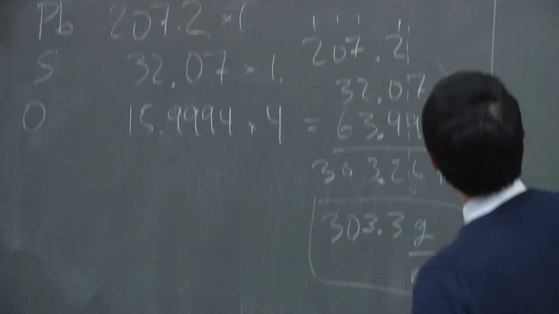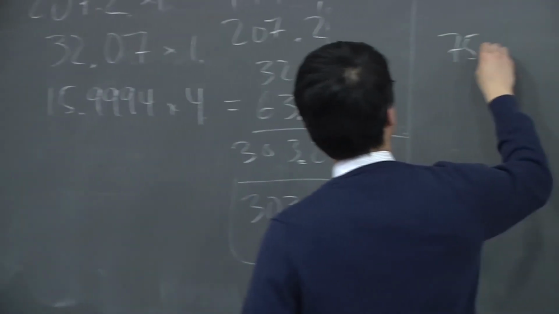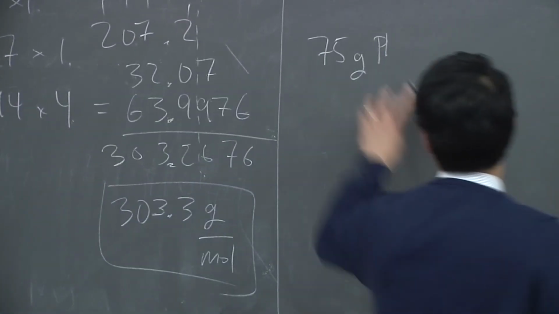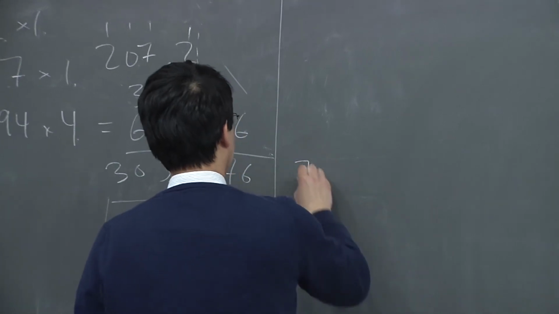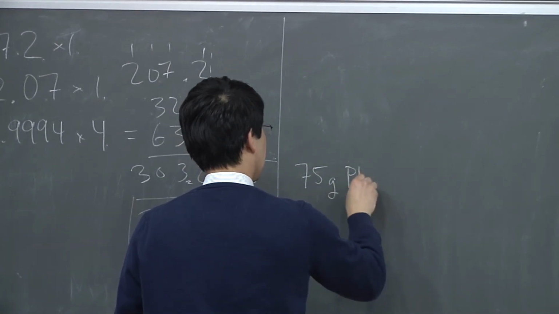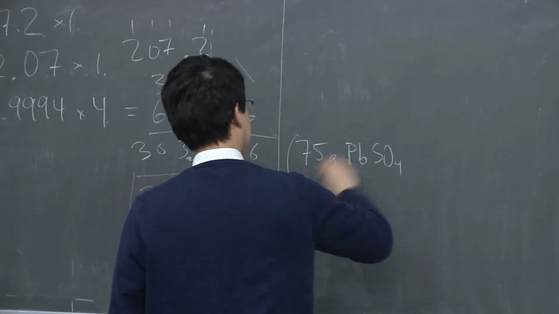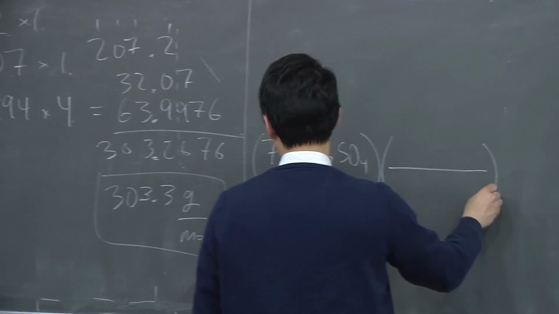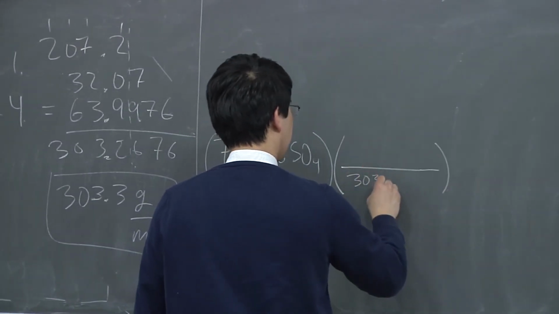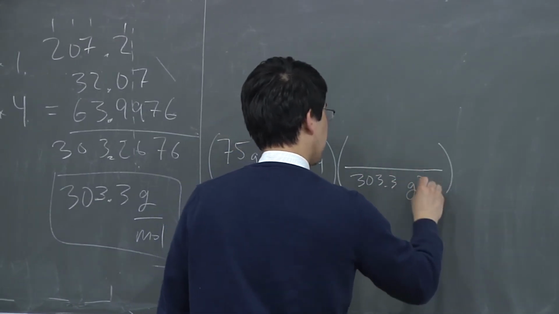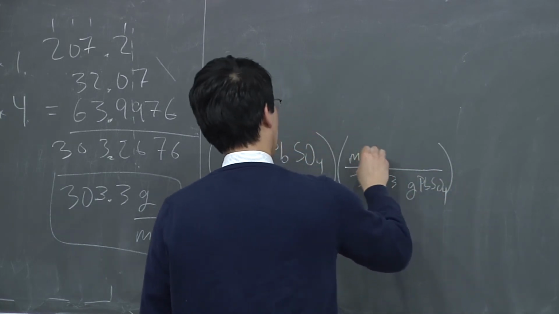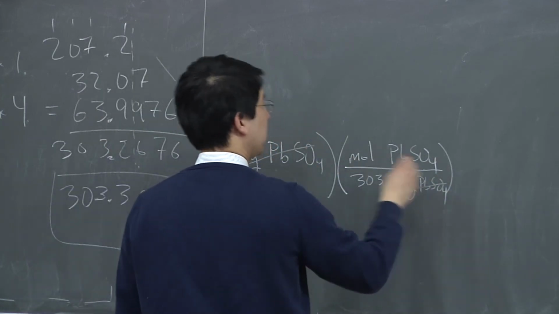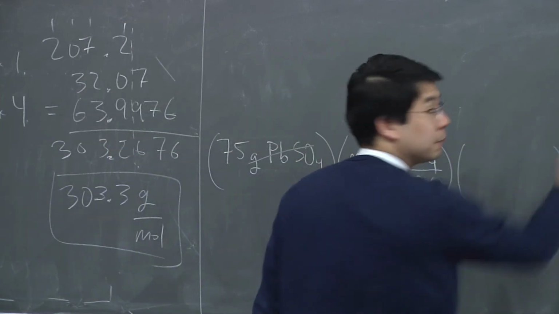So what are we going to do? We're going to say we start with 75 grams. I'm going to run into a wall here, so I'm going to write this down. 75 grams of PbSO4. I'm going to work backwards. I'm going to say 303.3 grams of PbSO4 per mole of PbSO4. When I do that, I'm going to get moles of PbSO4. That's the molar mass, right?